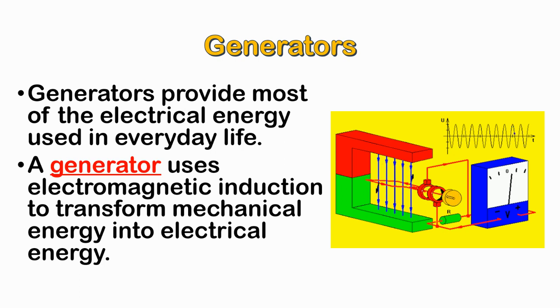So this is a good image of a generator. Generators provide most of the electrical energy used in everyday life, okay, except for batteries and solar panels. Everything else uses a generator. A generator uses electromagnetic induction to transform mechanical energy into electrical energy. Remember, that electromagnetic induction is you are spinning a wire coil in a magnetic field, or spinning the magnets that are holding the magnetic field in an electrical coil.